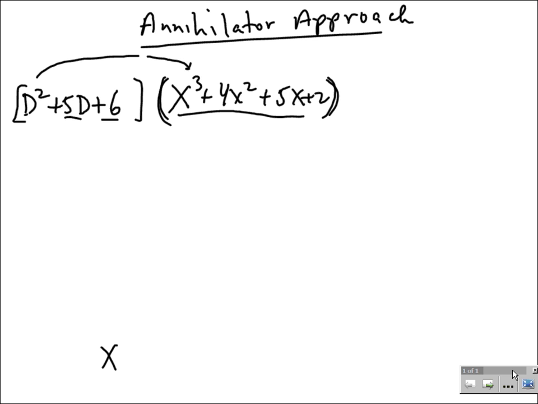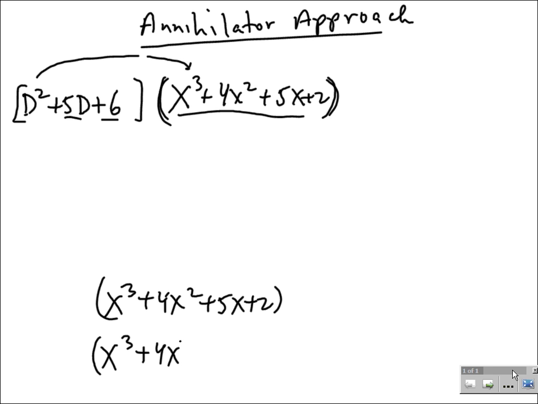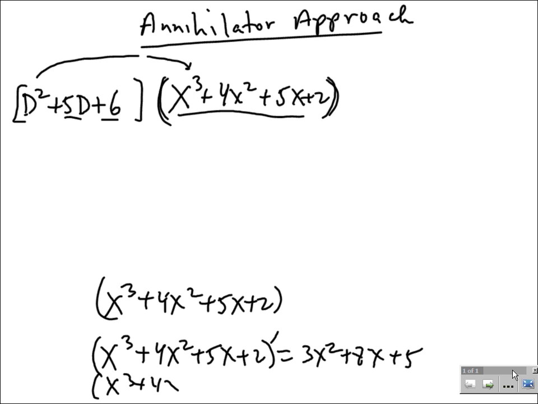So just so we have these derivatives in front of us, that's the original function. And if I were to take the derivative of this function, I would get 3x squared plus 8x plus 5, the derivative. And if I have the same original function, but I want to compute the second derivative, well then I just take the derivative of this, which is 6x plus 8.